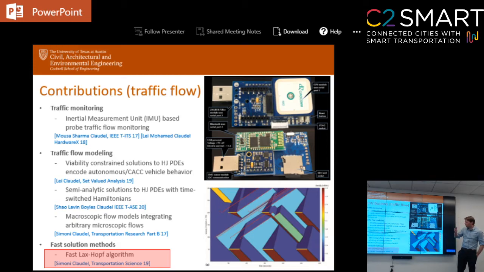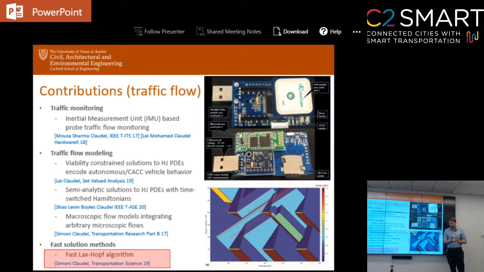We have worked also on the modeling aspect. So what kind of models can we use? So we have worked on the constraint solutions to Hamilton-Jacobi equations for incorporating ACC or platooning vehicle behavior. We have worked also on the semi-analytic formulations of Hamilton-Jacobi PDEs with switch Hamiltonians.